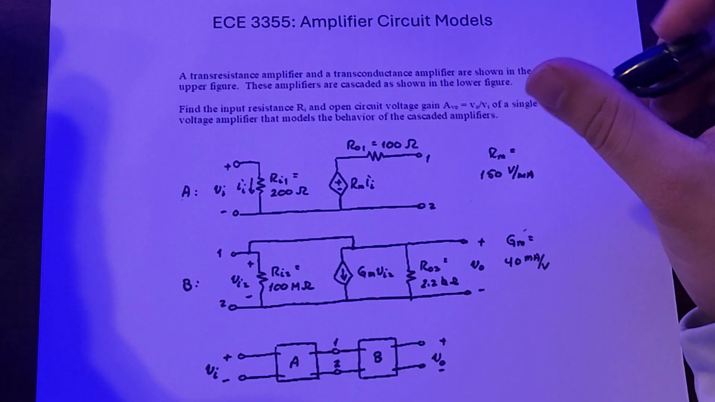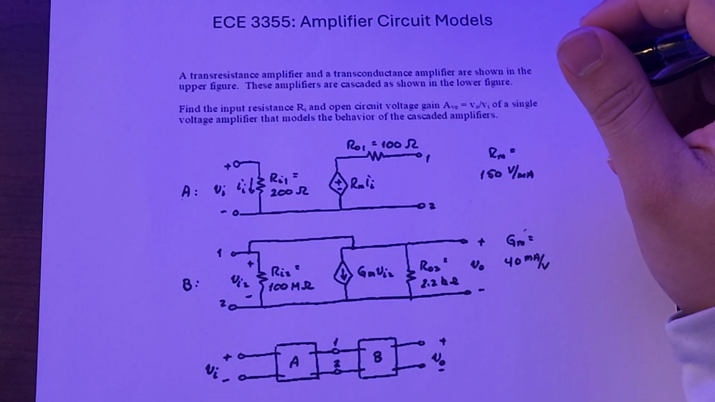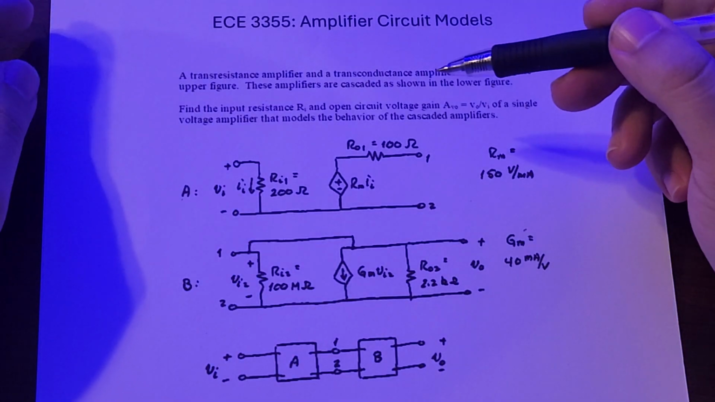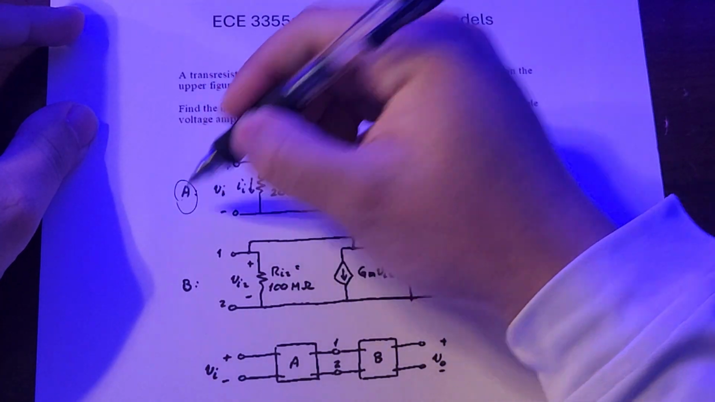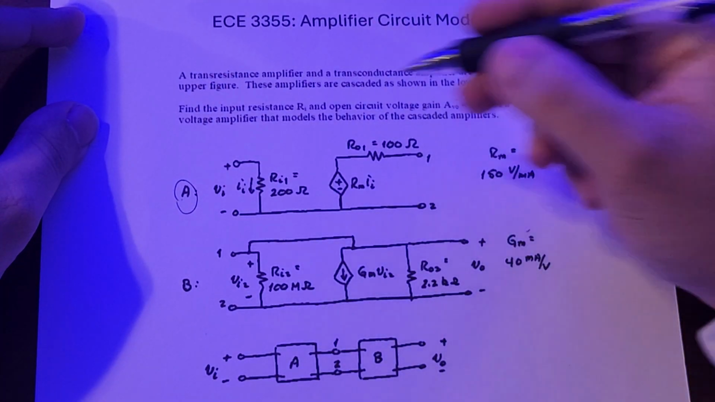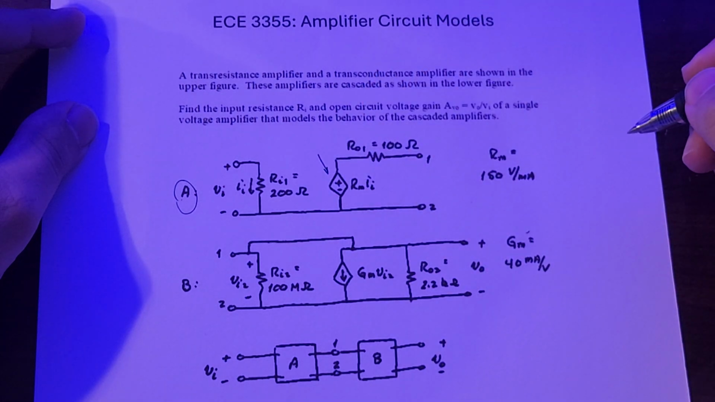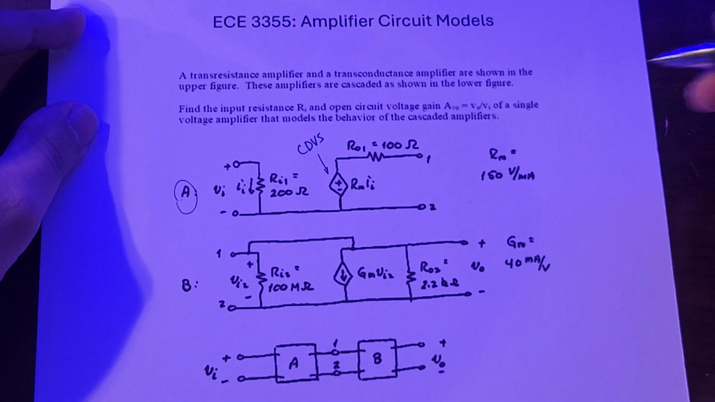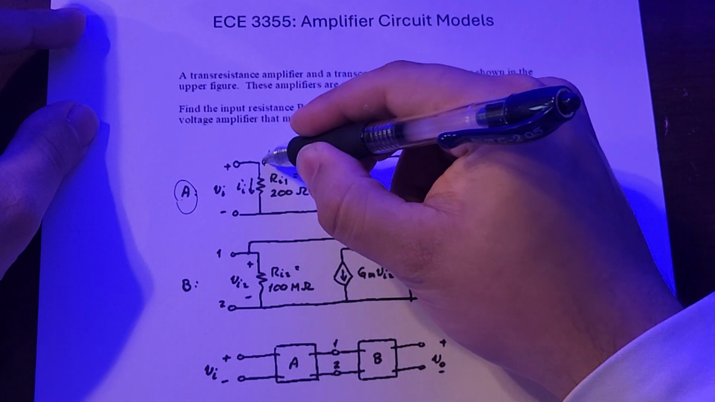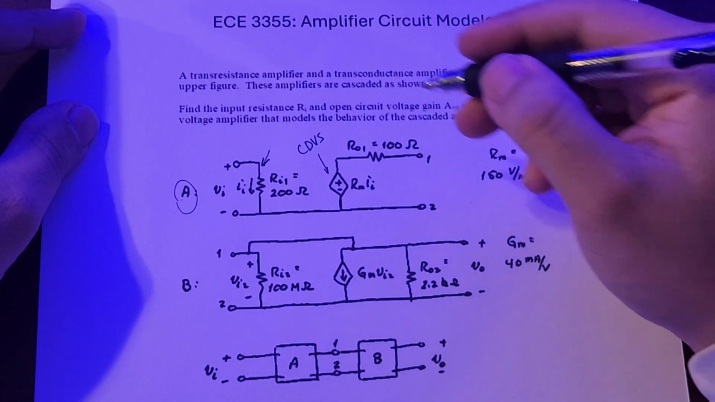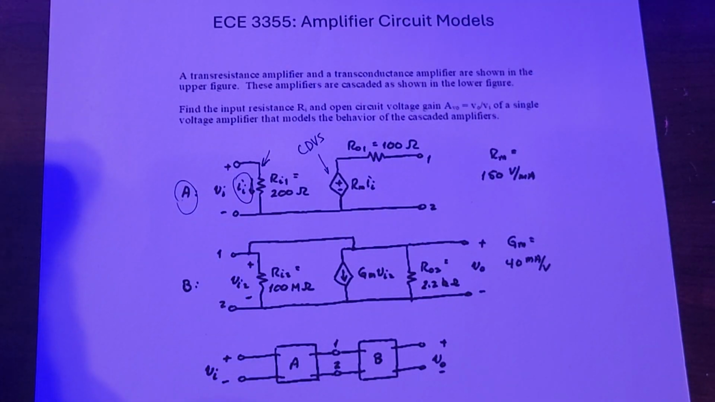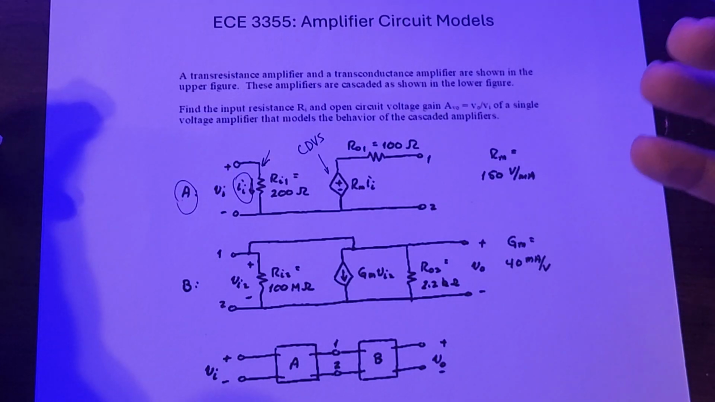This was taken from, I think, 2007's Quiz 1. So just to go through it, the question says a transresistance amplifier, which is this amplifier here. We can see it's a transresistance one because we have a current dependent voltage source, and then we're also given this parallel resistor with a current known. So this signifies a transresistance amplifier.